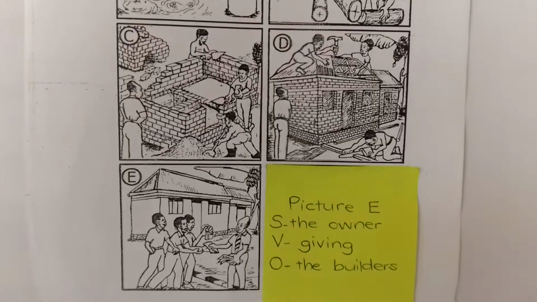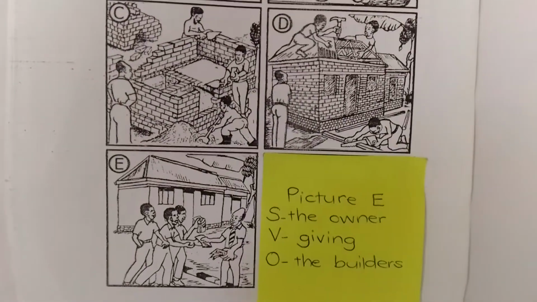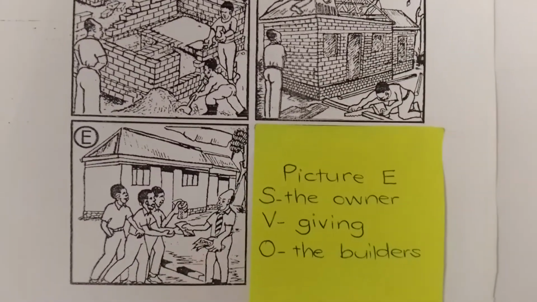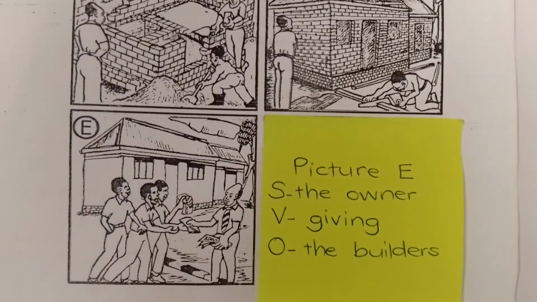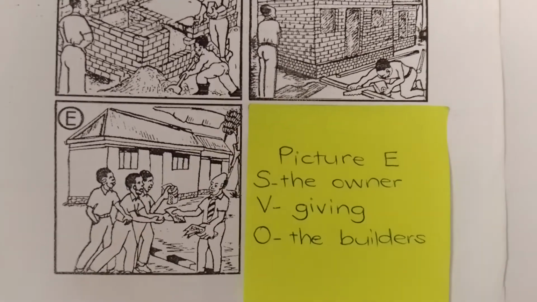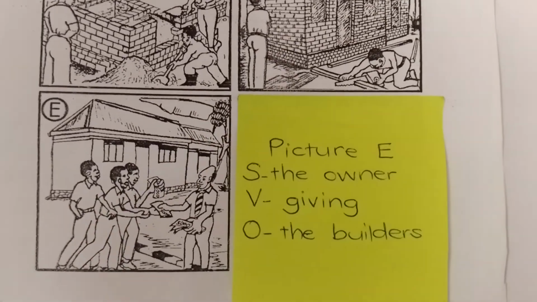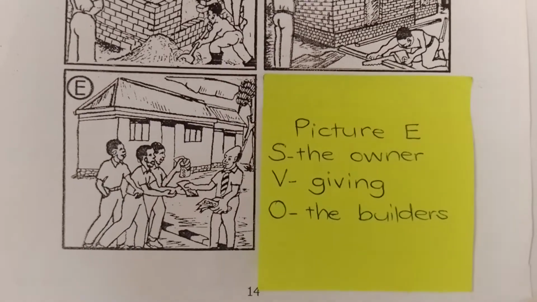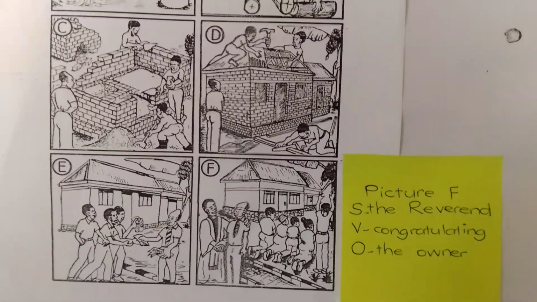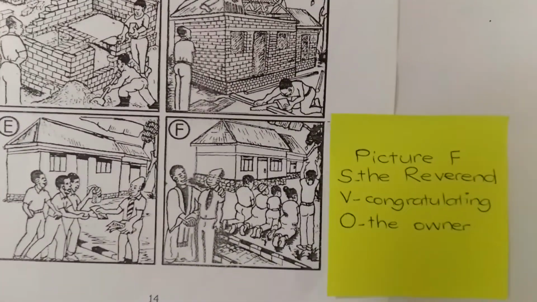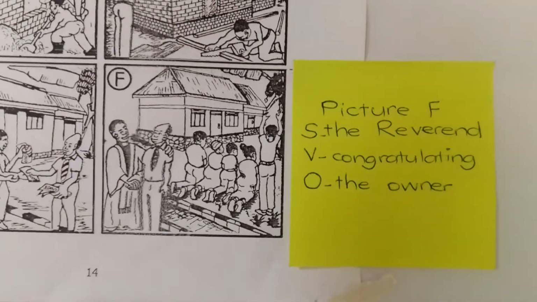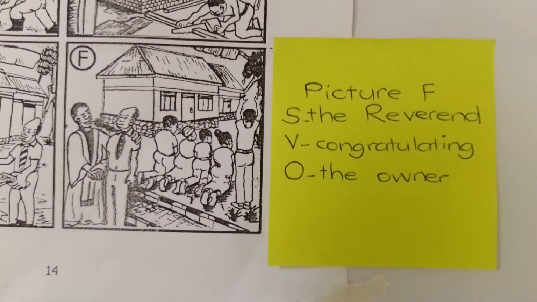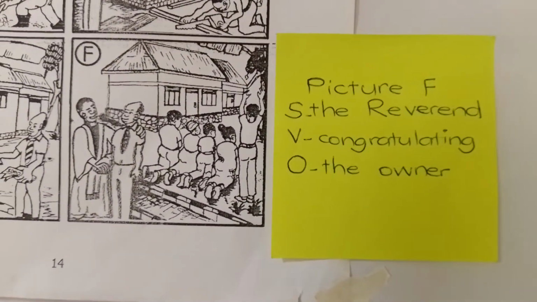Picture E, we shall use these words, or we shall match these words to the pictures. We have the subject as the owner, then the verb is giving, and the object is the builders. Picture F, the subject is the reverend, the verb congratulating from the guiding words that we have, then the object is the owner.